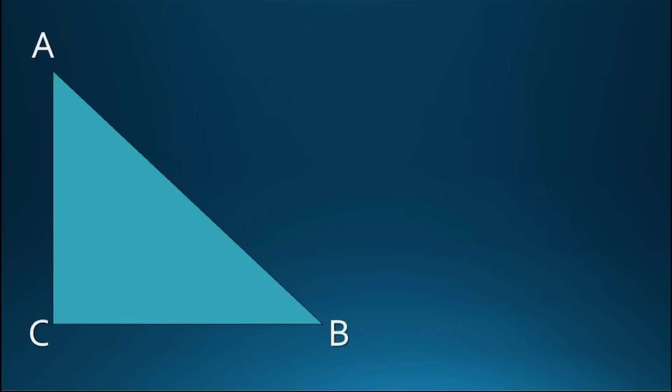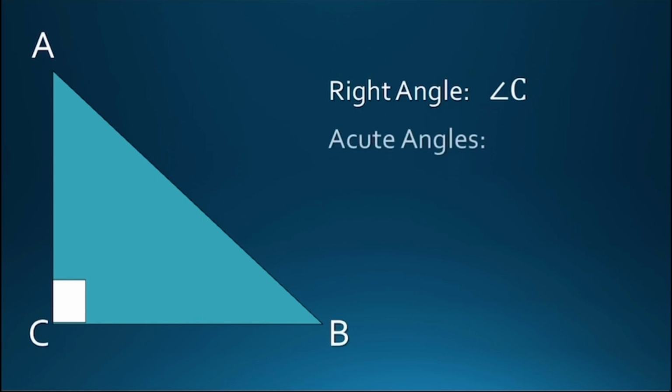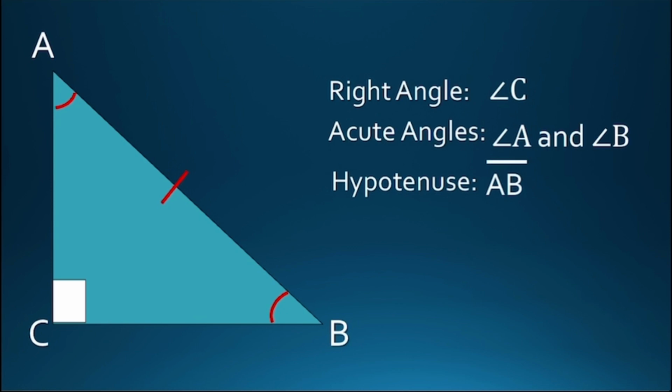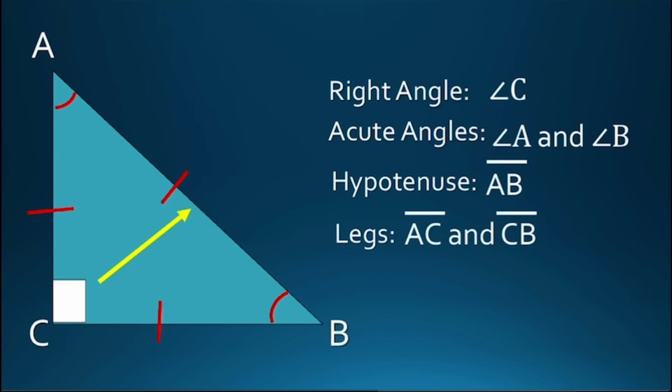In triangle ABC, we can see the following. The right angle here is angle C, and the acute angles are angle A and angle B, while the hypotenuse, which is the longest side of a right triangle, is line segment AB, and the legs here are line segment AC and line segment BC or CB. Note, the hypotenuse is the side opposite the right angle.